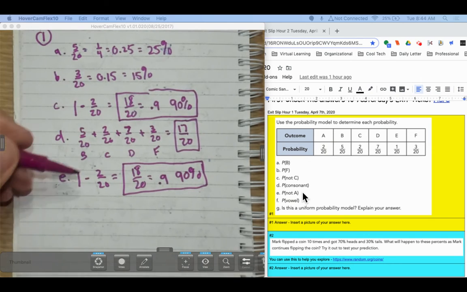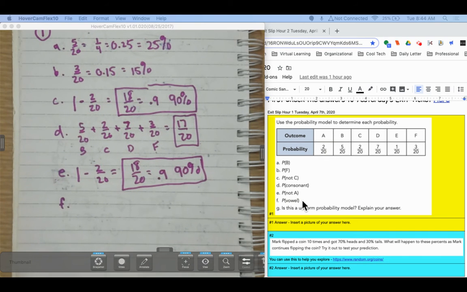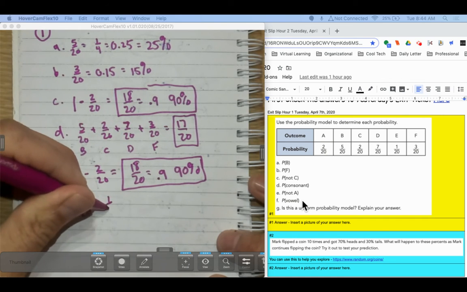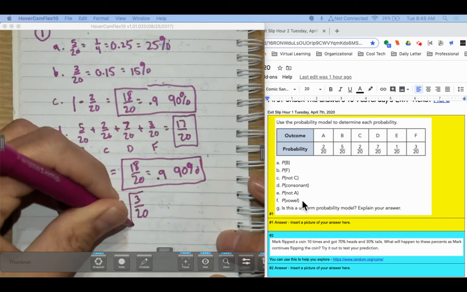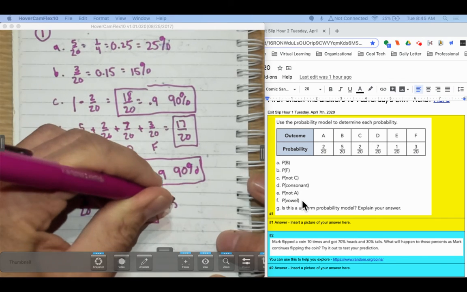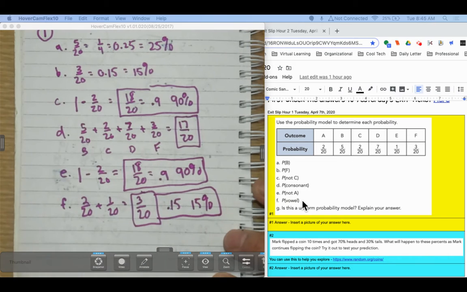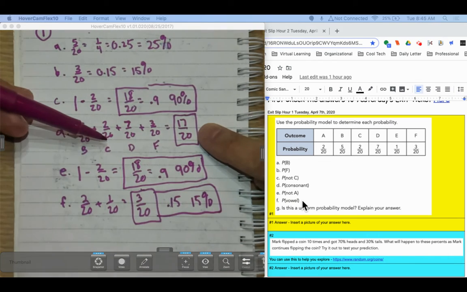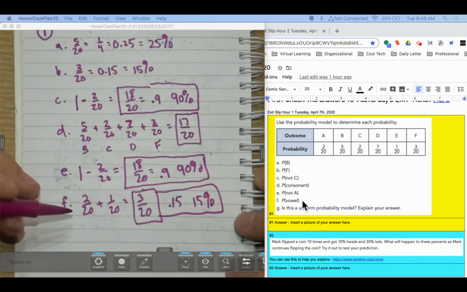Okay, and then F says a vowel. Well, I could do a couple ways. I could add A and E up. So 2/20 plus 1/20 is 3/20, which is the same as 15 hundredths or 15%. Or I could have taken the one, all of them, minus the consonants, and that would be the vowels. Because for the alphabet, you're either a vowel or a consonant.